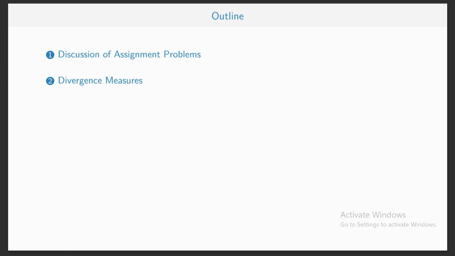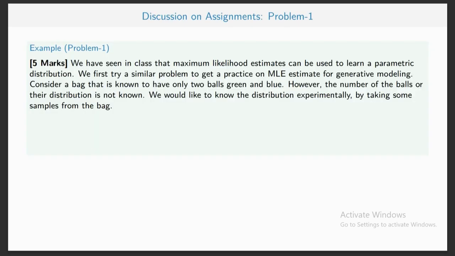The reason why we will discuss the assignment problem is that it will be related to the quiz as well, and there is less time. So the quiz will be based on some of these problems.